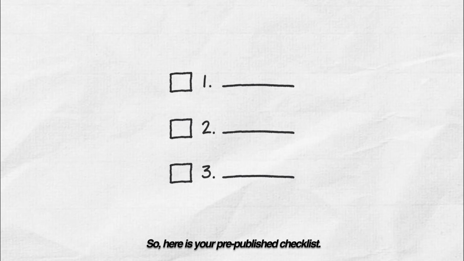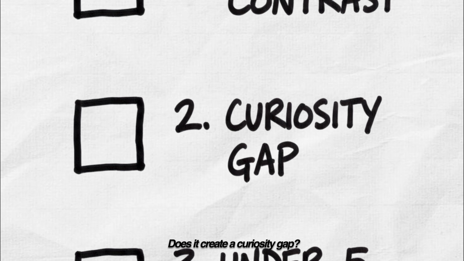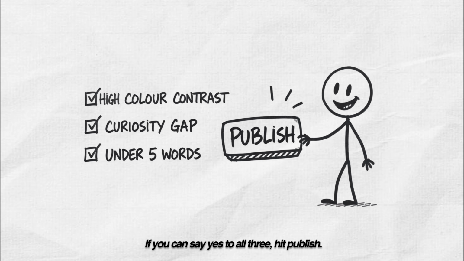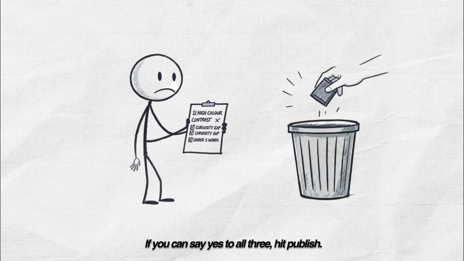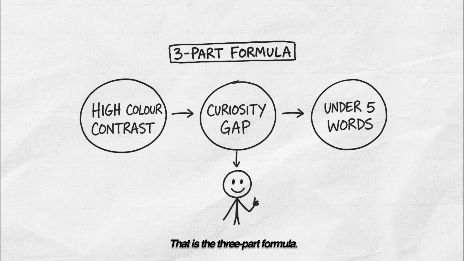So, here is your pre-published checklist. 1. Does my thumbnail have a high contrast color pair? 2. Does it create a curiosity gap? 3. Is my text strictly under 5 words? If you can say yes to all 3, hit publish. If not, delete it and start over. That is the 3-part formula.